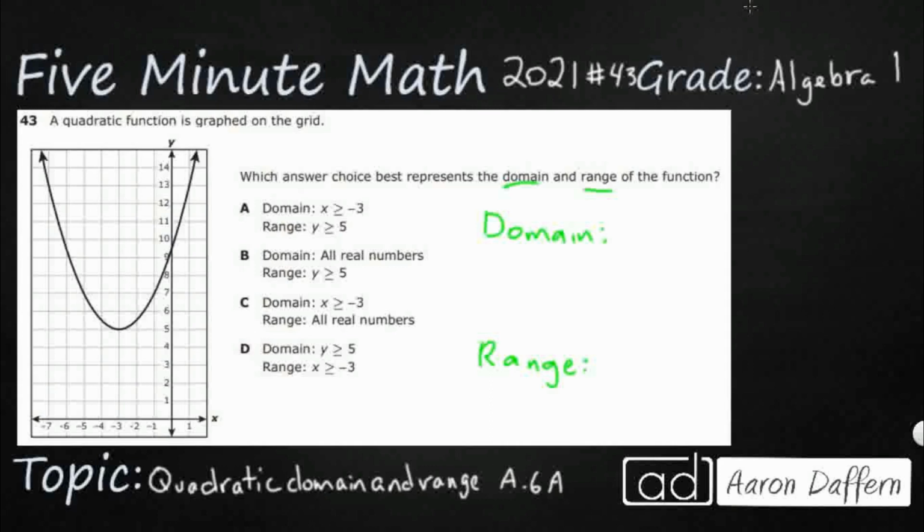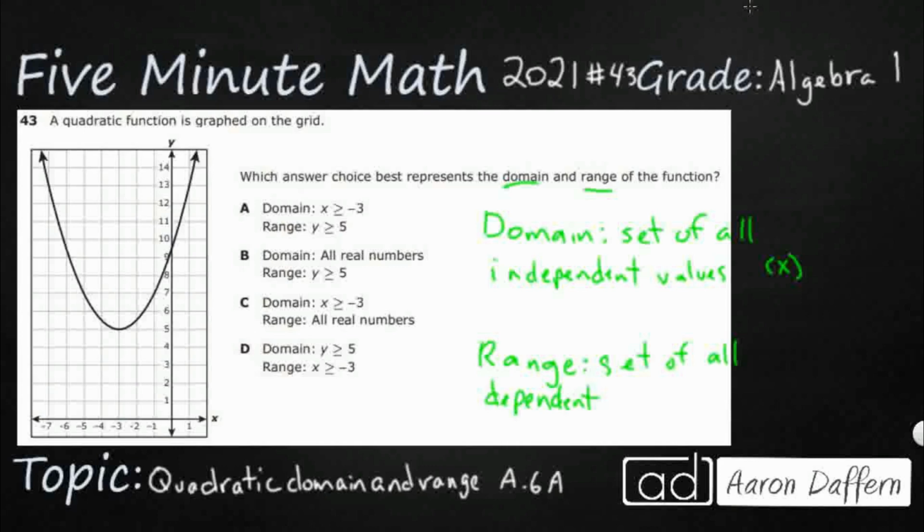So let's define them. The domain is the set of all possible independent variable values. And when we are thinking of that, typically we think of shorthand as our x values. So the domain is the independent variable values. The range is going to be the dependent variable values.